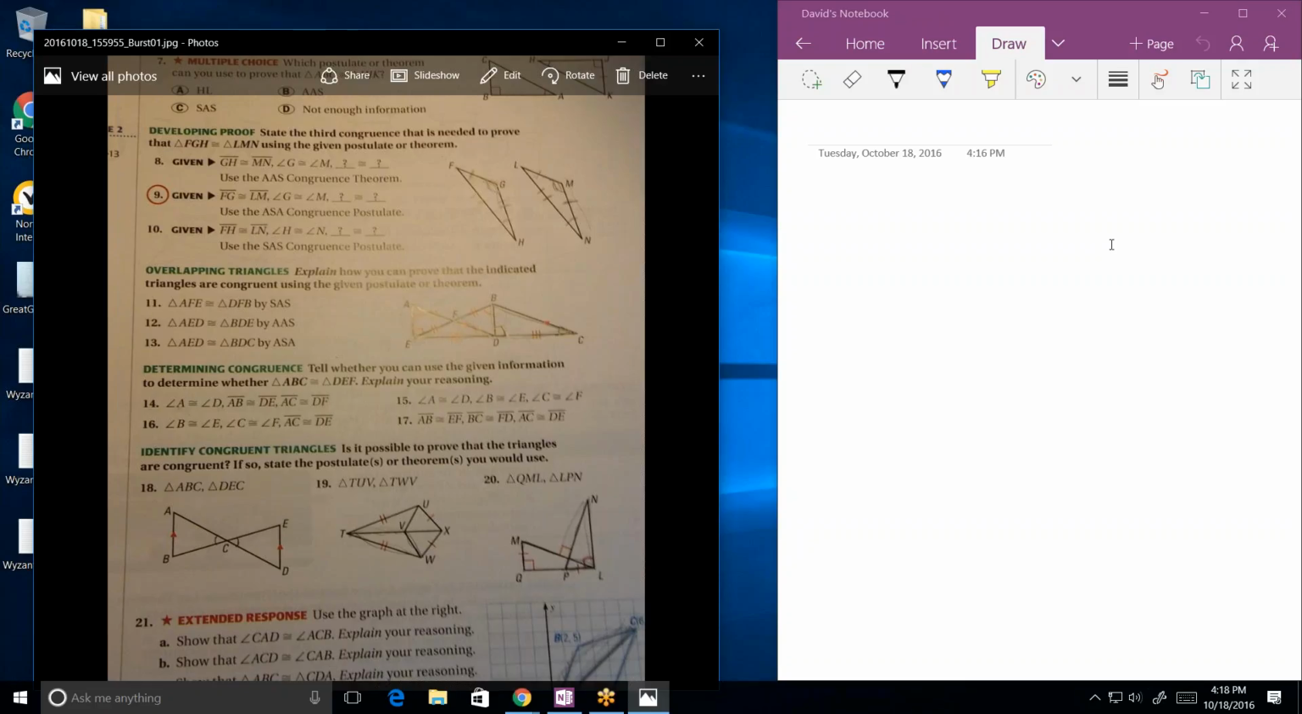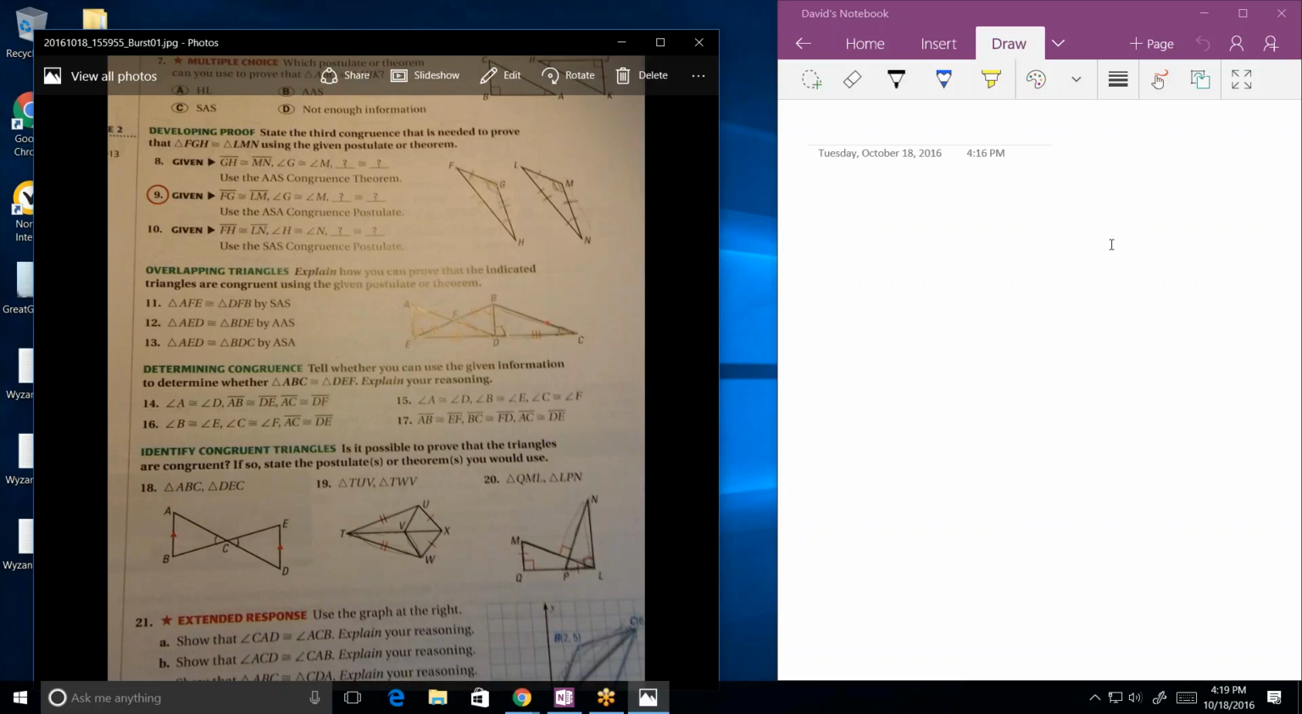We need angle L. Angle F is congruent to angle L, or angle H is congruent to angle N. Either of those would work. Oh, no, you're right. By angle, angle, side, we have to do it this way. We have to show that F is congruent to L, because if H was congruent to N, then we would have angle, side, angle. We would have a different congruence there.